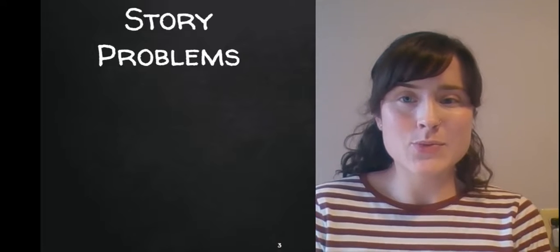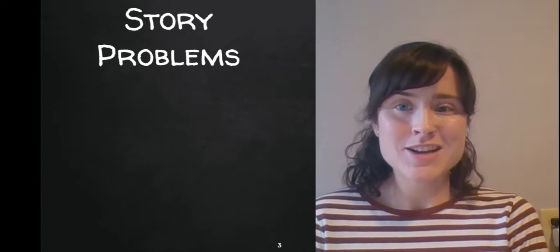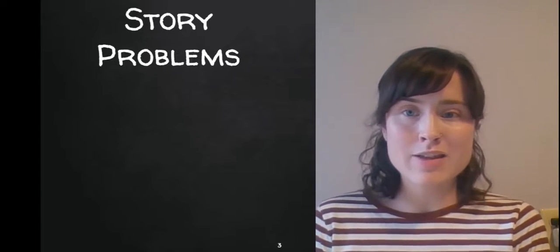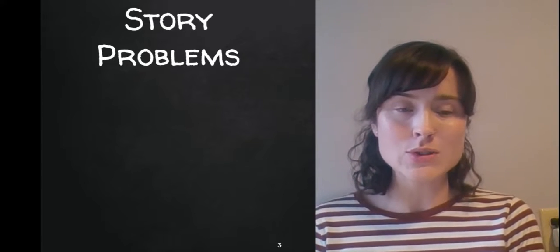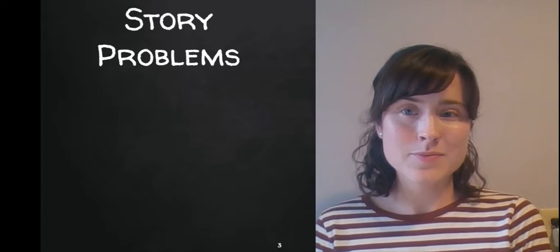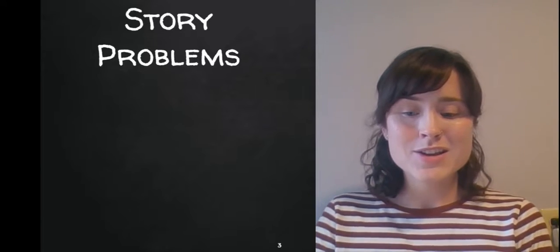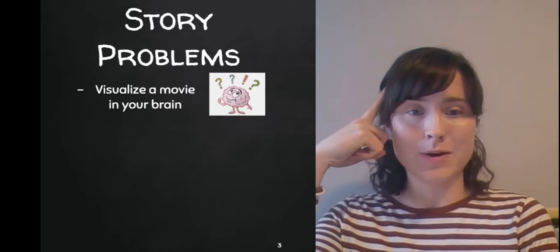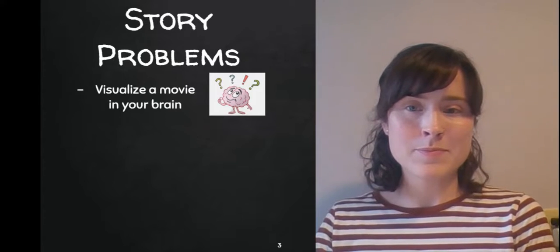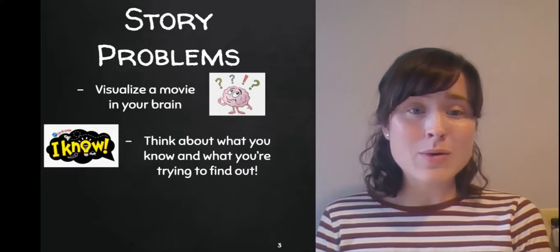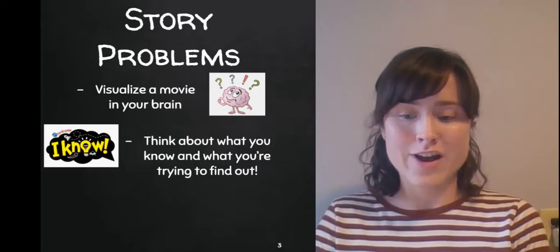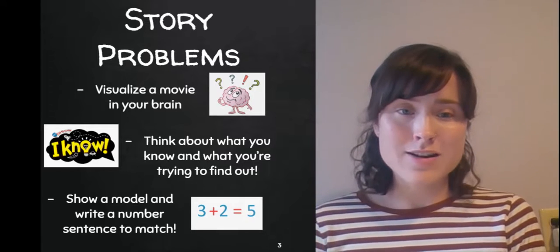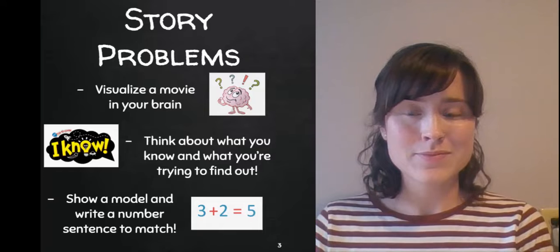So today in math practice, we are going to be practicing story problems. Before we get started, I want you to remind your brain, what are some of the things that great mathematicians do every time they get a new story problem? Great mathematicians should always visualize or make a movie in their brain when they read a new story problem. You should always think about what you know and what you're trying to find out. And last, you should show a model and write a number sentence to match your story. So let's get started.